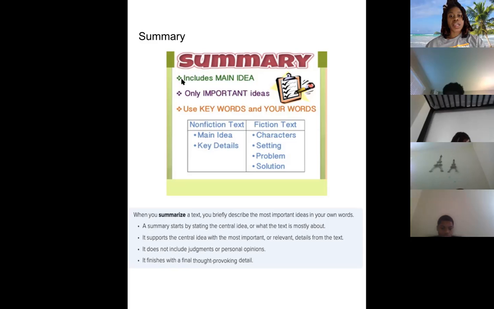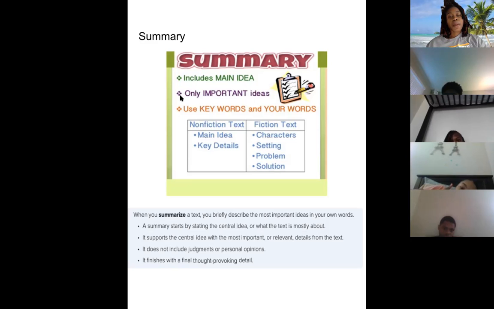Okay, so Omar, read the green line here. Includes main idea. Okay, Manasia, read the purple line. You're on mute. Read what it says in purple. We can't hear you. Can you hear me now? Okay. Only important ideas. All right, Kylie, read what's in orange. Use keywords in your work.